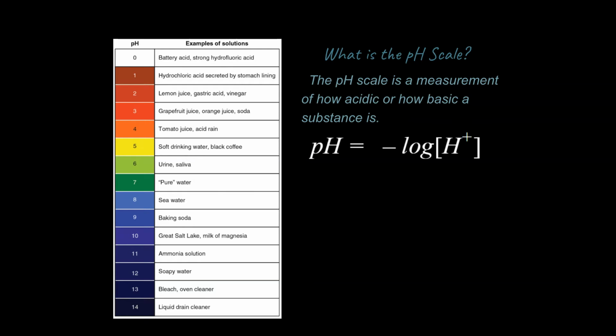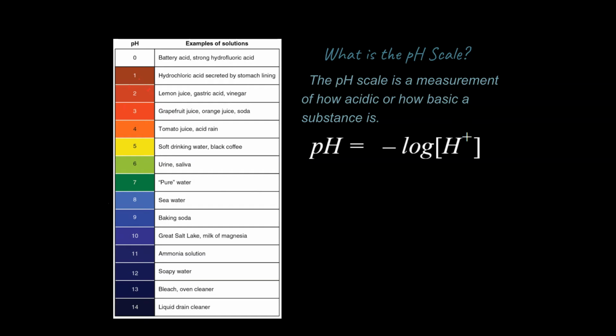And there is an equation that goes with this. It is the negative log of the hydrogen ion concentration. So if you're in a chemistry class, you may need to do calculations with that. What the negative log means is that it's a base 10 log. So if you were going to compare lemon juice with grapefruit juice, let's say, lemon juice is only 1 point lower, more acidic.